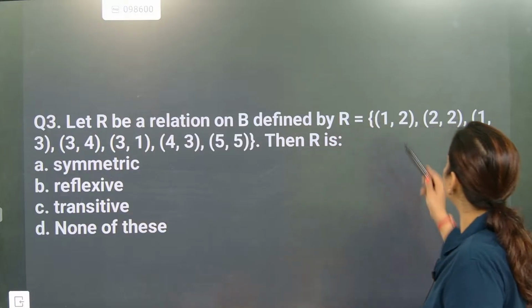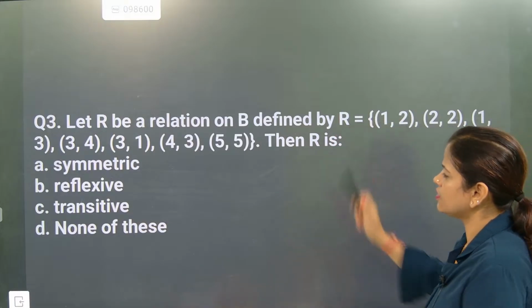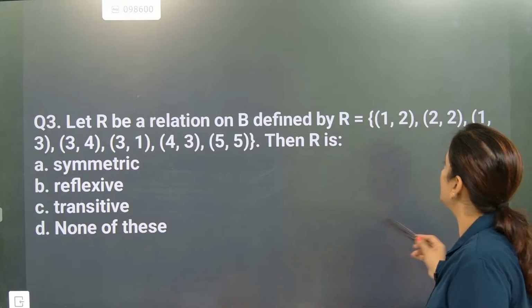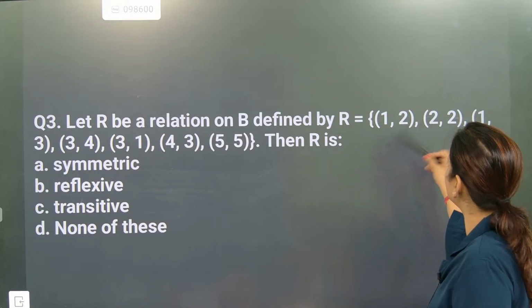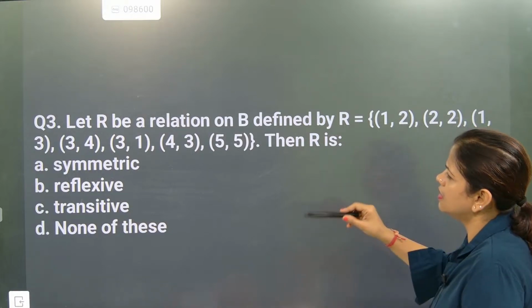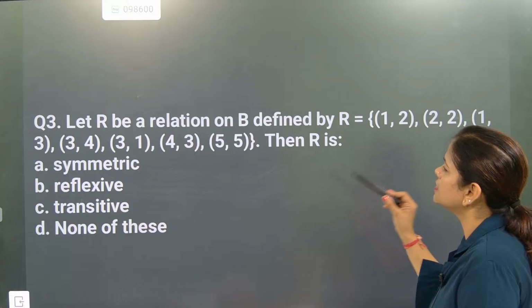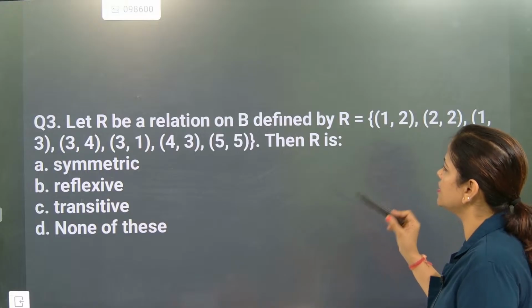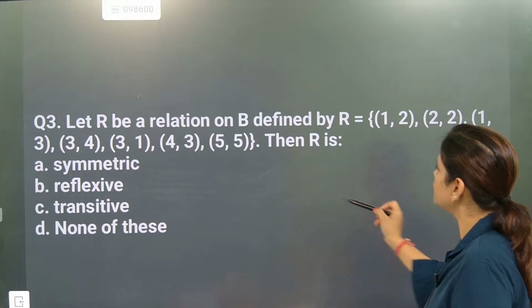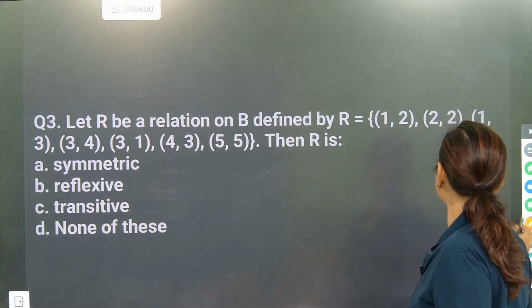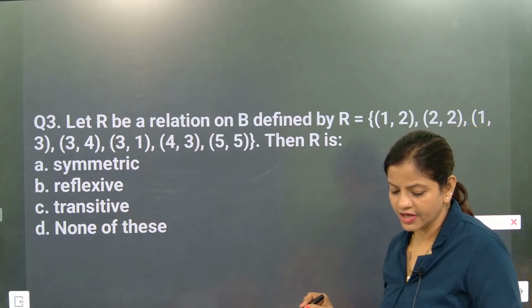Now you see (1,2) is there, (2,1) is not there, so it is not symmetric also. We will check transitive. (1,2), (2,2), (2,1): (1,2) is there. (1,3) is there, (3,1) is there. (3,4) is there, (1,4) is not there. So you check here, it is not transitive also. So the answer will be D, none of these.